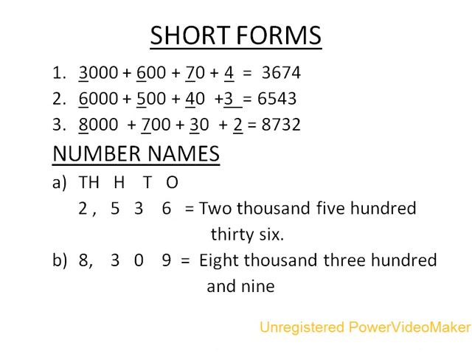Another example, 8309. Now 8 is at the 1000 place, so I will say 8000, and 3 at the 100th place, it will be 300, and there is no 10, so only ones is there in which 9 is written, so I will write 9. So 8309.